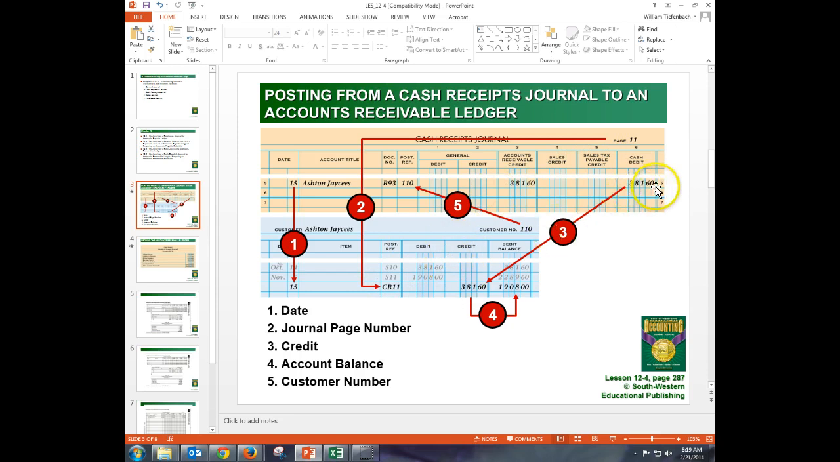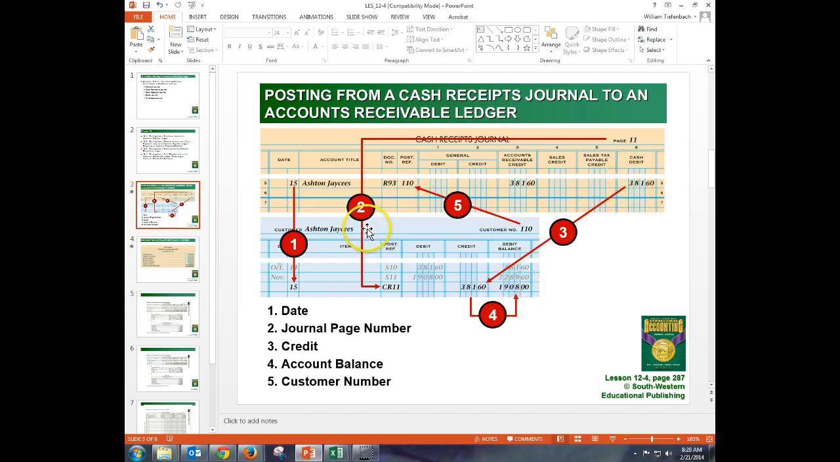Step 3 is we're going to take this amount right here and we're going to put it to the credit because they are paying us back. We received cash. We're going to credit their account so that it decreases what they owe us. So originally they owed us $2,289.60. They paid us $381.60. So now they owe us $1,908.